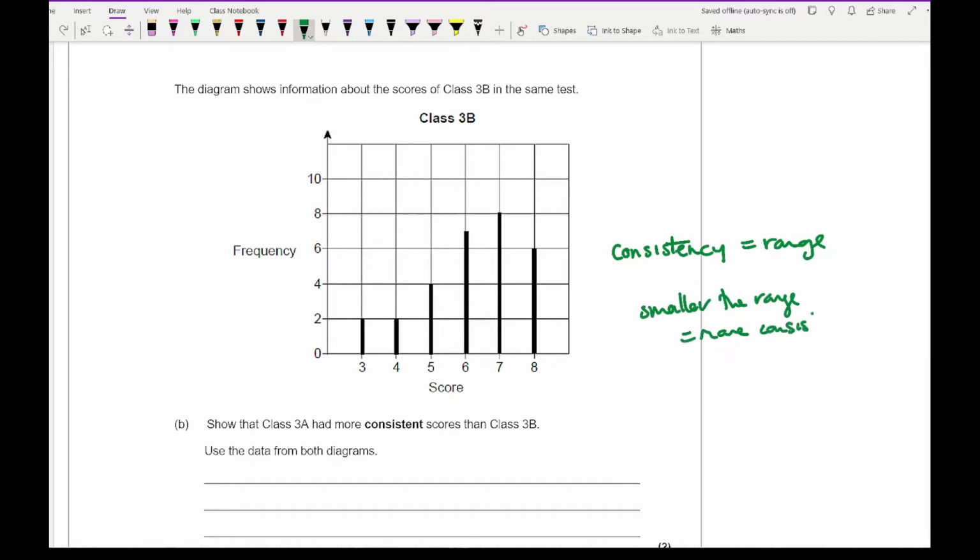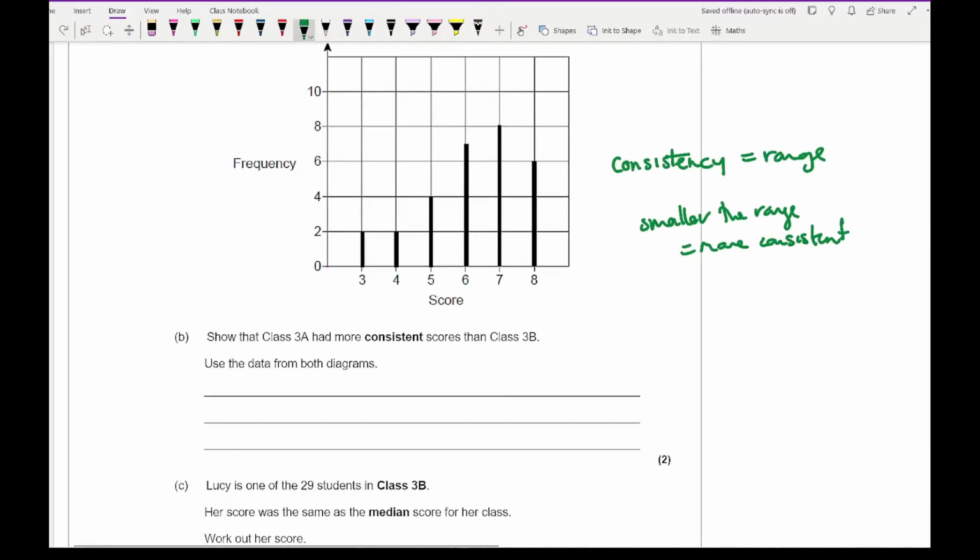So what I need to do is work out the range of the 2 classes. So here the range of class 3A, which is from the previous one. So I look at the bottom scale and I can see that it's going to be 8, which is the highest, take away 4. So that's going to give me a range of 4.